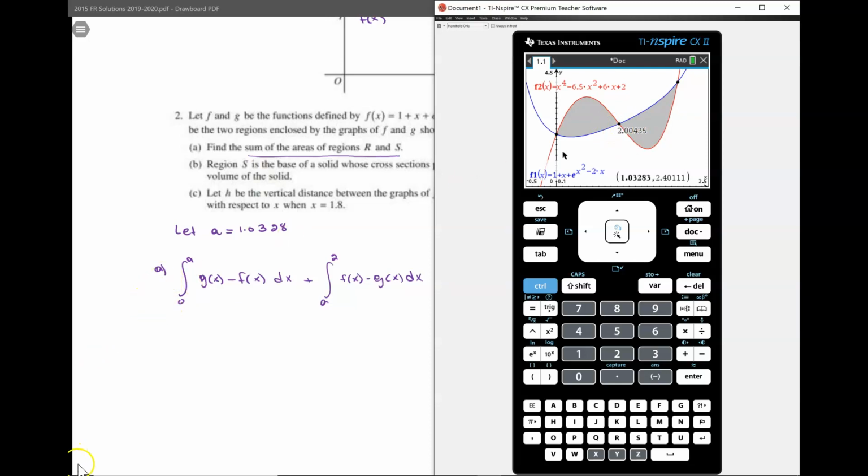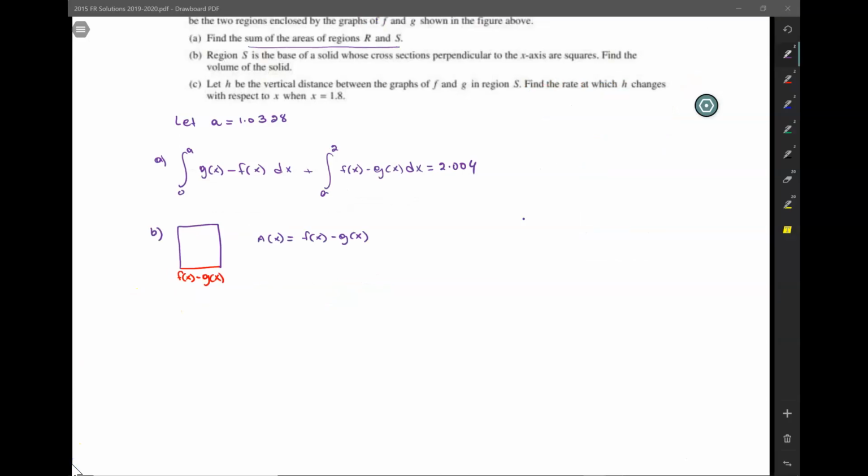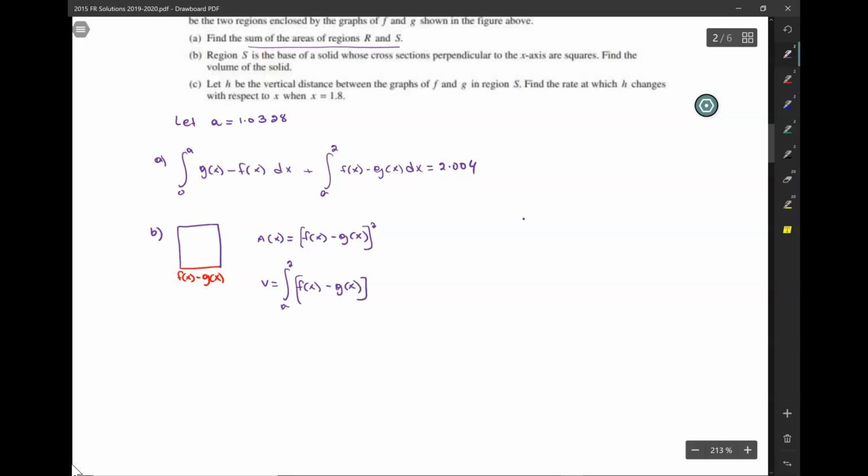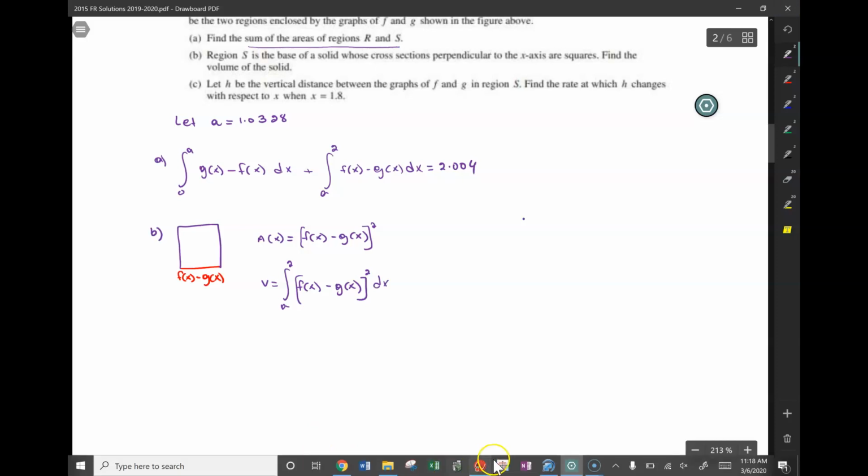F of x minus g of x, that squared. Now, you don't have to write this step, but it's good to write that step. Let it sink into your mind. Now the volume is going to go from A to 2 of f of x minus g of x, squared, dx.